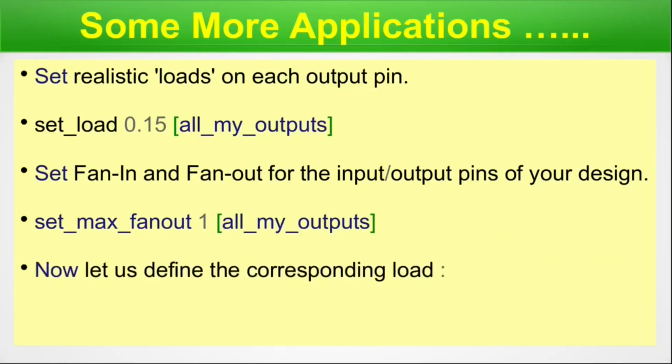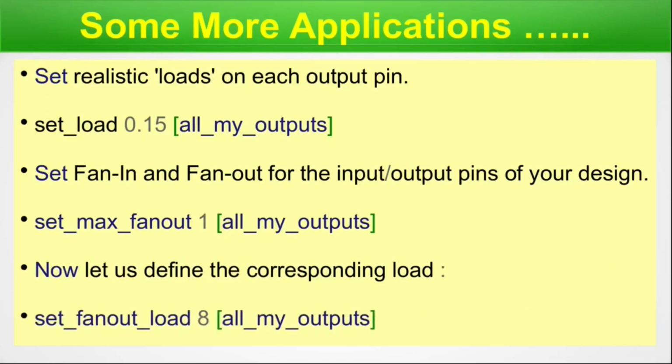Now let us define the corresponding load. Set fan out load 8 for all of my outputs. So this way we can use the design constraints. Apart from the timing things, we can define the load, fan out, fan in. You can consult the manual for all these other things that you can play around with in the constraints. We are done with this slide, so let's move on.